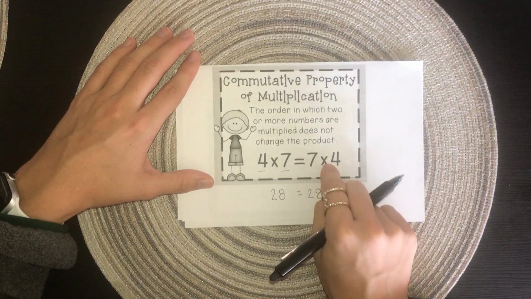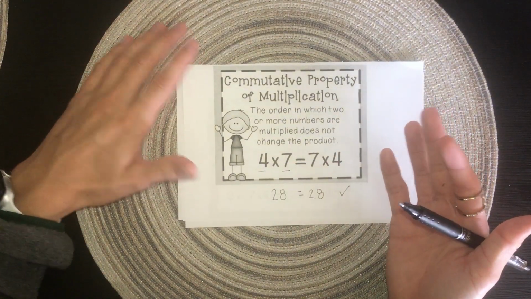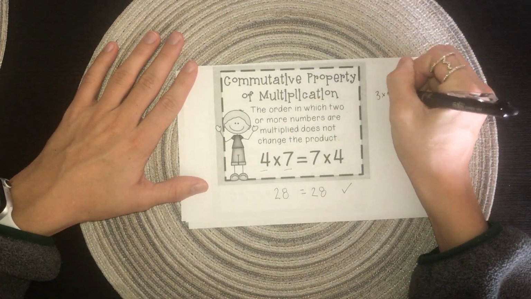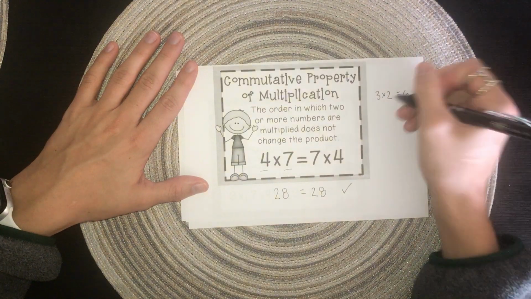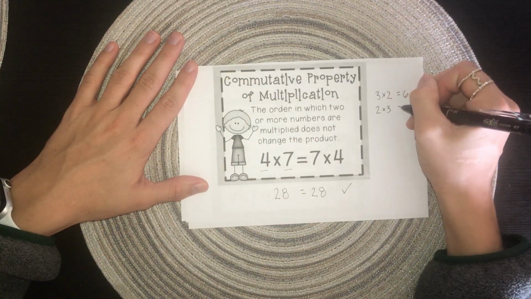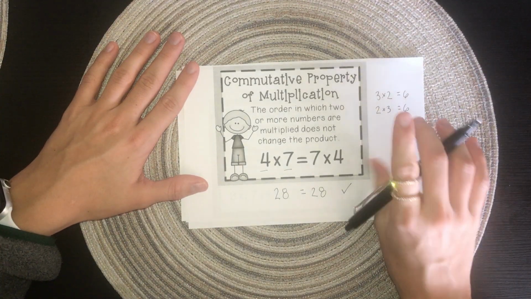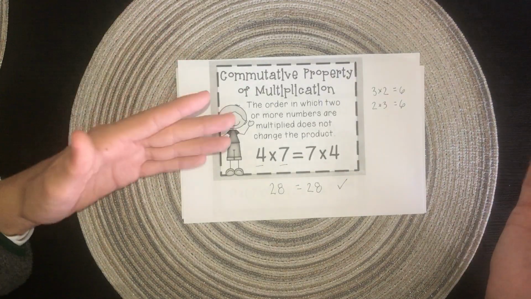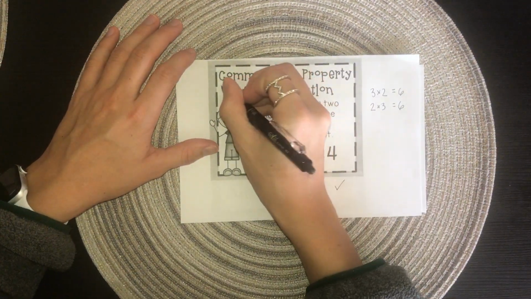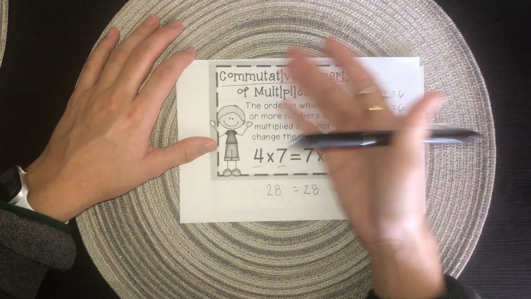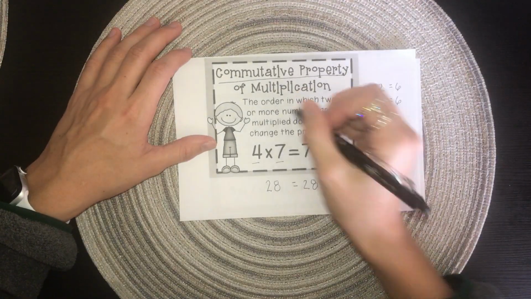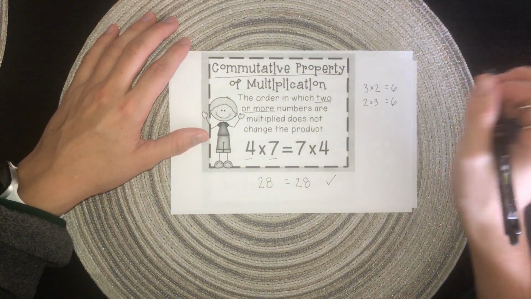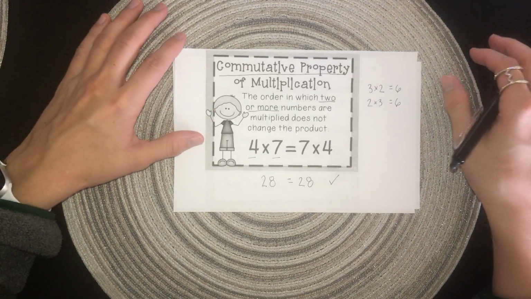No matter how you set it up, the order of the two numbers does not matter. If we have 3 times 2, that equals 6, and if we do 2 times 3, that still equals 6. With multiplication, you can flip-flop them and it's still going to have the same answer. That's the commutative property, where you're just changing the order of the 2 or more numbers, which is really important. It could be 3 numbers, 4 numbers, 5 numbers. The answer will still be the same.